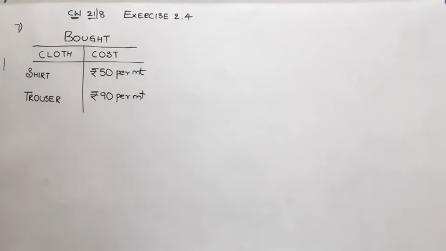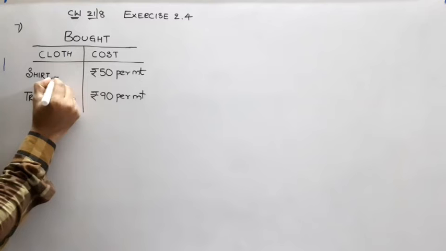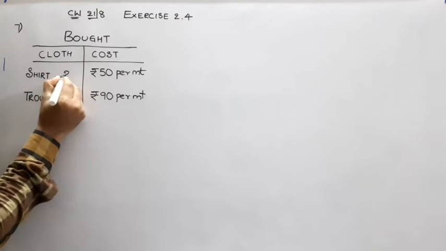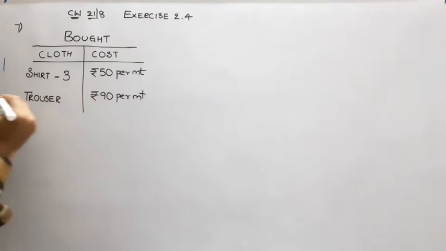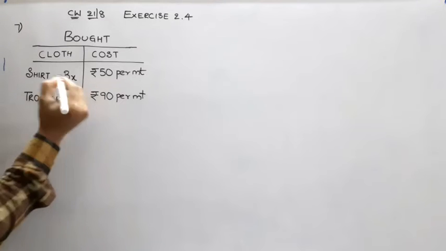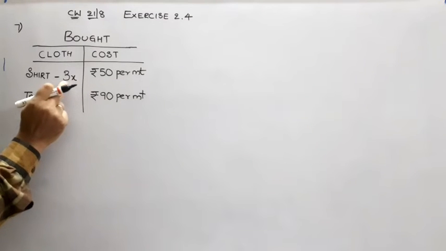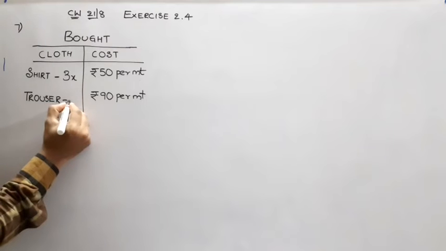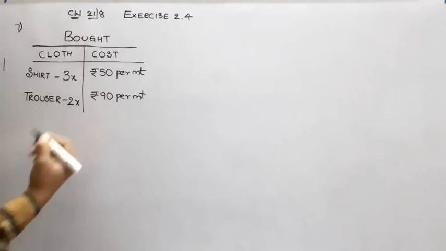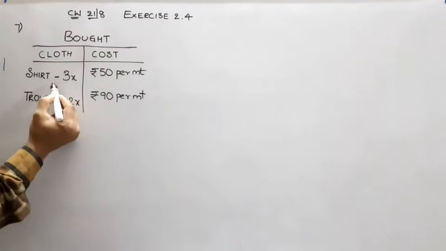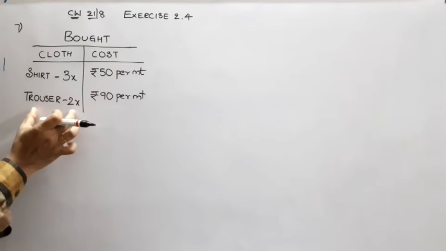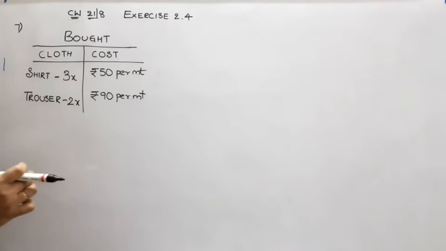Now let us continue. For every 3 meters of shirt material, he buys 2 meters of trouser material. But we don't know how much is the total amount of shirt material he bought. So we are taking this as 3x, because for every 3 meters of shirt, he buys 2 meters, that means 2x. Hope you are clear. So for example, if he buys 30 meters of shirt material, he buys 20 meters of trouser material. Like that we have to assume.